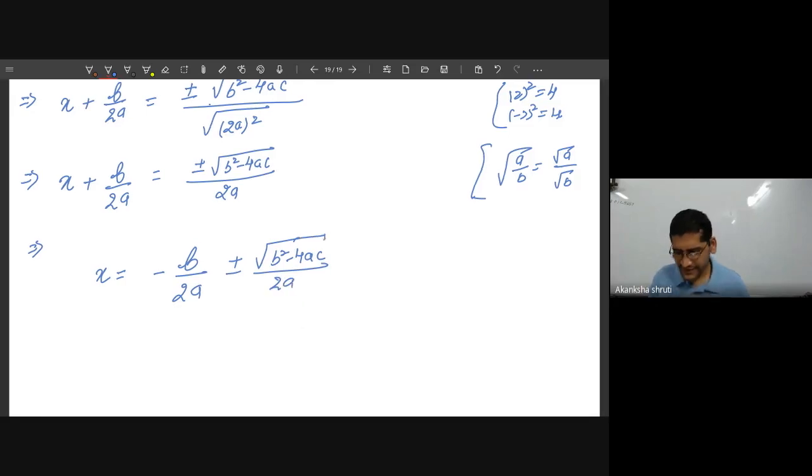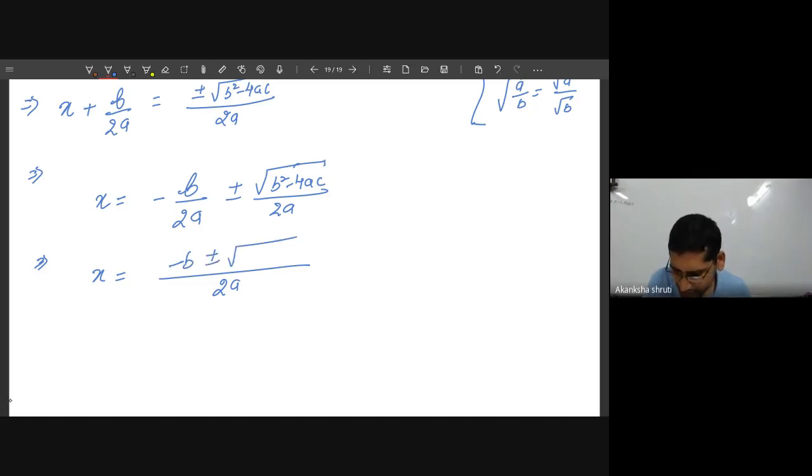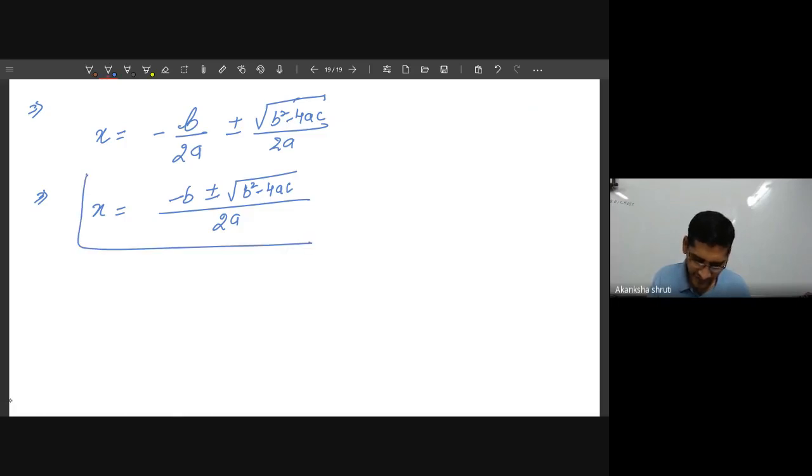This plus and minus tells us that once we can take the plus sign, other time we can take the minus sign. It simply means that. So how to get that? Ultimately, in the denominator both are the same thing, so 2a can be written at only one place. Minus b is there, plus can be taken or minus can be taken, and it is b square minus 4ac. So this is what we have obtained.